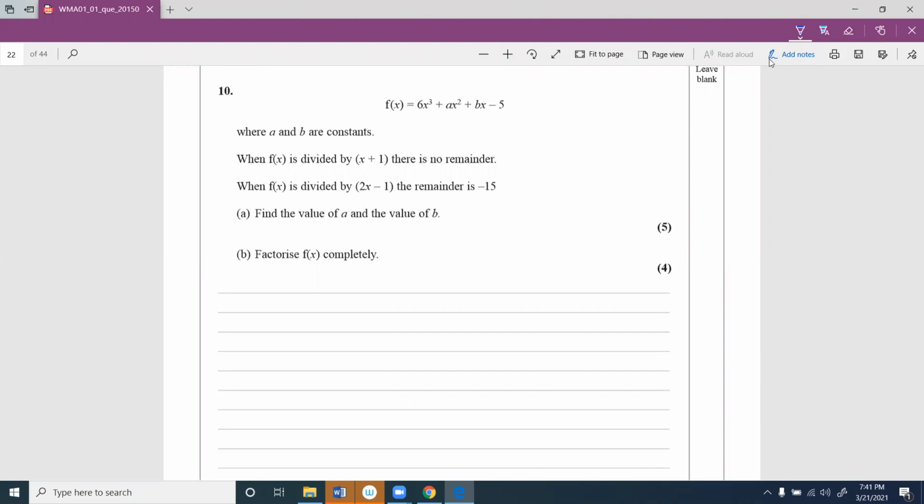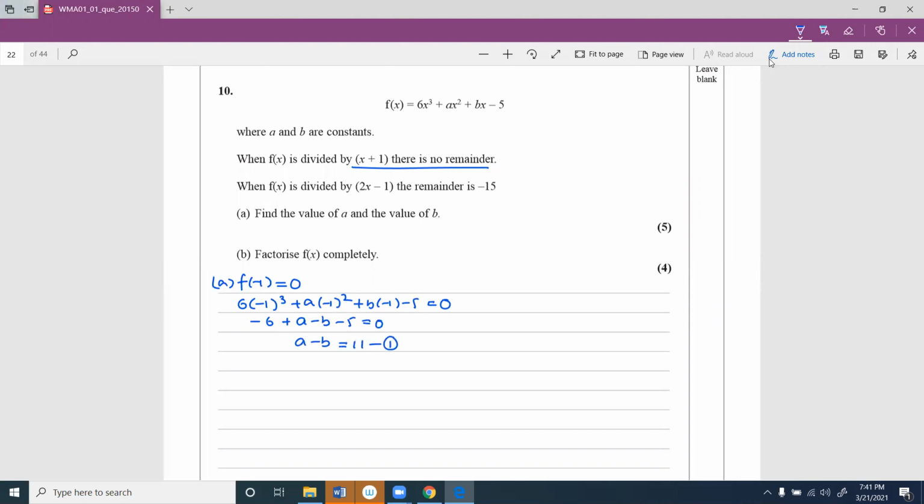They mention f(x) divided by x plus 1 has no remainder. That means if you put x equals minus 1, that is x plus 1 equals 0, the answer is 0. This comes under the remainder theorem or the factor theorem. Not remainder, it's a factor. Therefore, if you substitute minus 1, the answer should be 0. So you can put 6 into minus 1 cubed plus a into minus 1 squared plus b into minus 1 minus 5 equals 0. It is minus 6 plus a minus b minus 5 equals 0. A minus b equals 11.